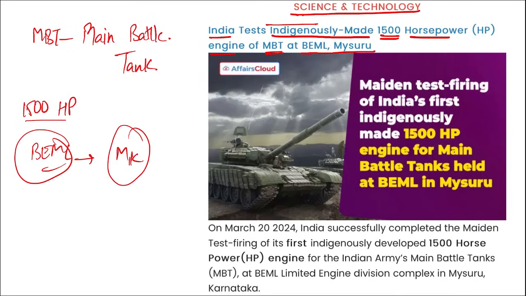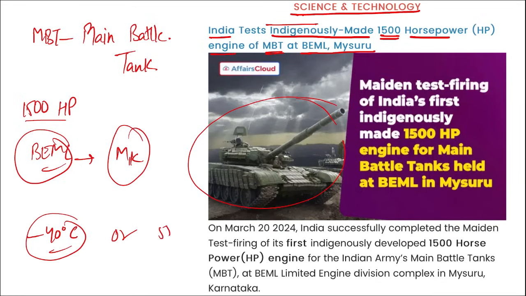Where is Mysore? Karnataka. Then this 1500 horsepower engine is a symbol of revolution in military propulsion technology, right? And apart from this, remember, the engine will also enhance the power of Arjun Mark 1A tanks. Then this engine of the main battle tank is cutting-edge technology that can even operate in extreme weather such as at minus 40 degrees Celsius or at 55 degrees Celsius in deserts.